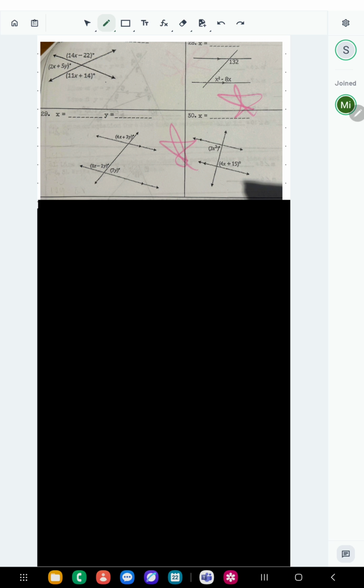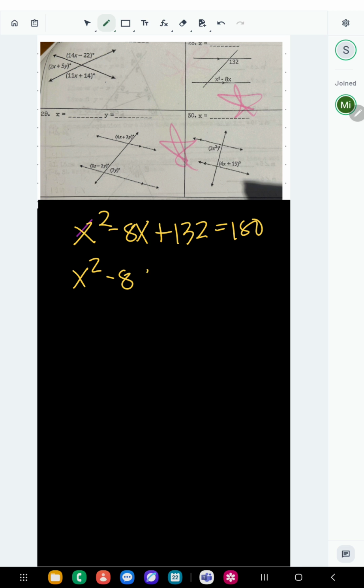Okay, and it's cut by a transversal line, that is x squared. They are same side interior angles, right? So they add up to 180. Therefore x squared minus 8x plus 132 equals 180.